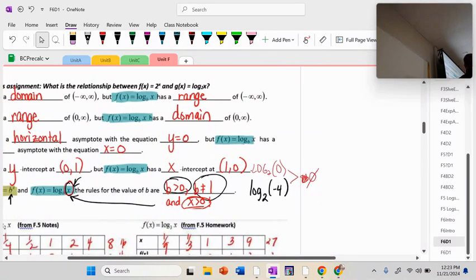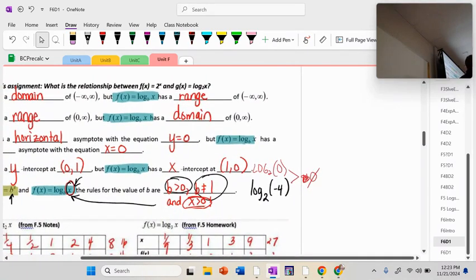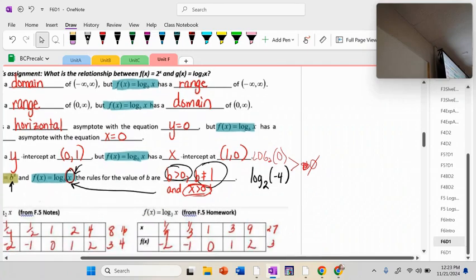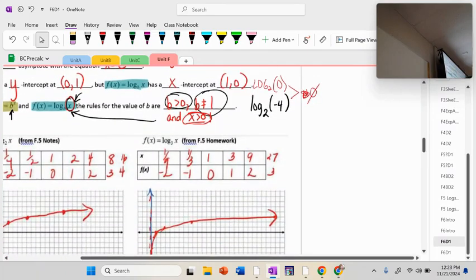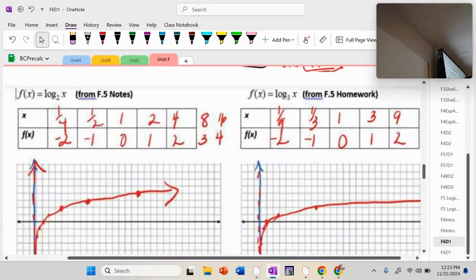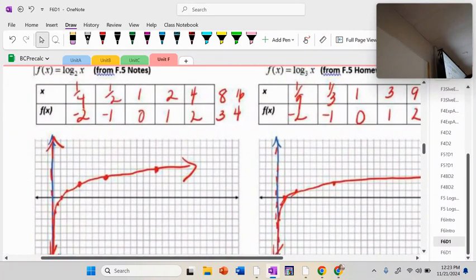B can't equal 1, otherwise nothing would happen. 1 being a base, 1 to any power is 1. Blah, blah, blah. Now this is a lie because Monday I changed. Logarithms, just where are the positions, all right?